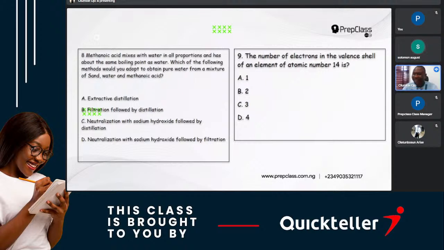Okay. If you mix the acid and the base together, it forms salt and water. So you still have the salt inside the water and sand. It would have worked if they had said filtration and distillation. Do you get that? Okay, sir. So extractive distillation is a compound distillation that will remove the methanoic acid apart from the water, because they have the same boiling point.